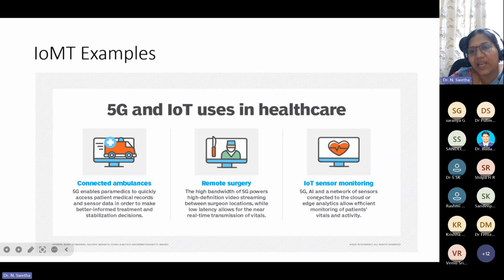See, 5G, AI and a network of sensors connected to the cloud, and also edge analytics. This is the way it started, and now you also have a lot of sensor data being monitored, and researchers are using it in their analytics to develop some powerful applications using AI. So these are very few examples I have shown here.